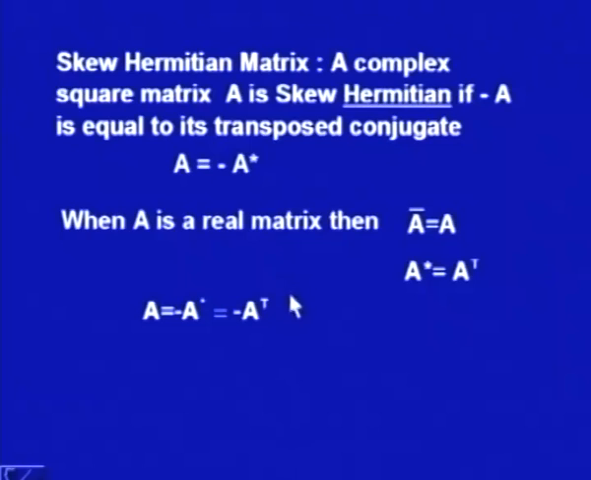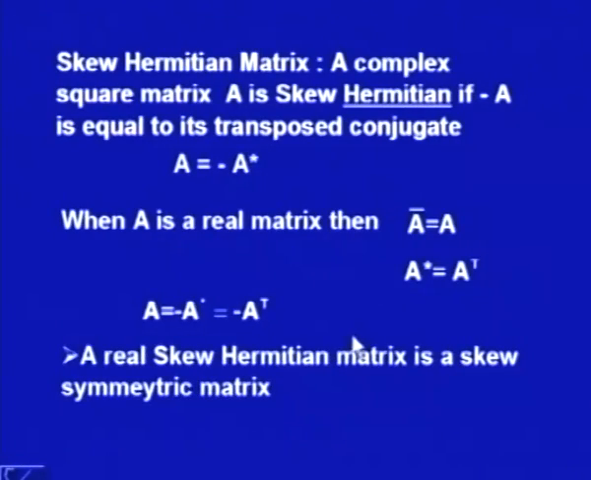So, if we have a real matrix, then it will be skew-Hermitian if A is equal to minus A transpose, or we say that a real skew-Hermitian matrix is a skew-symmetric matrix, because this is the definition of a skew-symmetric matrix. So, if a matrix is real and it is skew-Hermitian, then that matrix is going to be a skew-symmetric matrix. We may notice that if A is skew-Hermitian, then i times A is Hermitian.